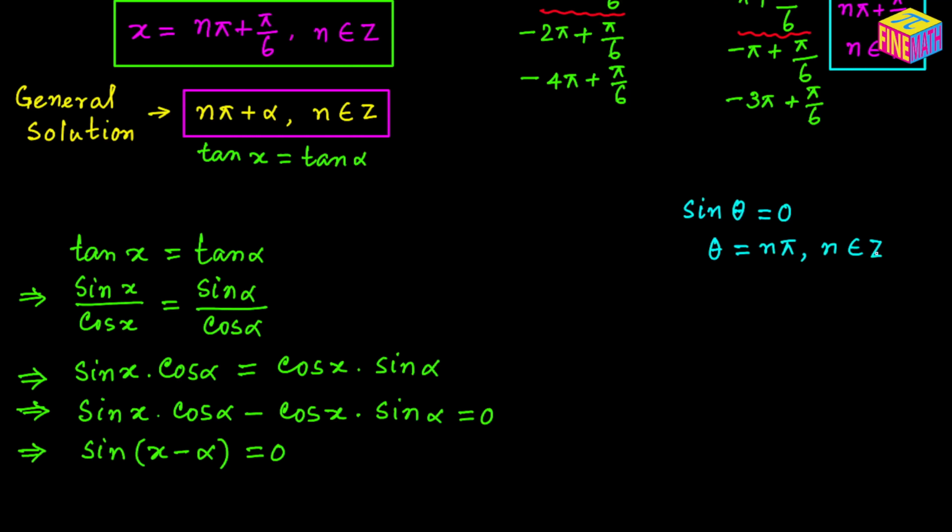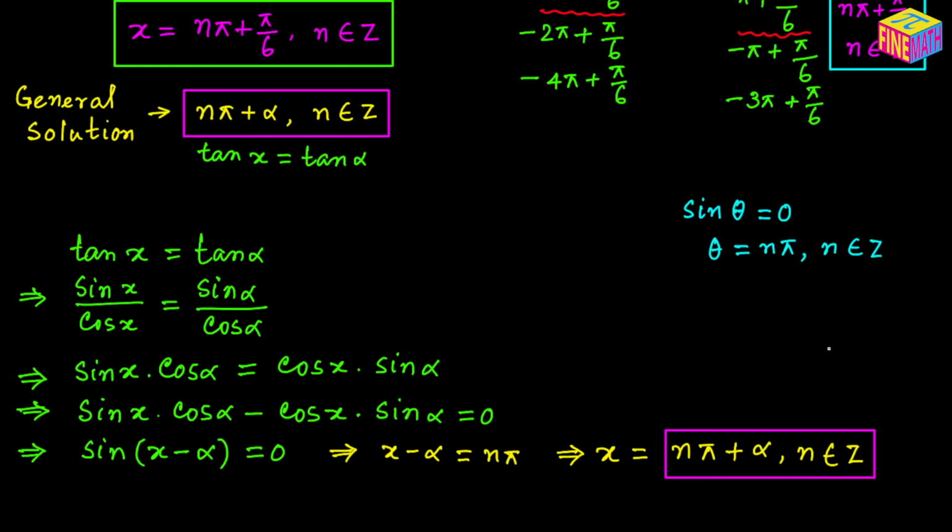Now using that same concept, here we can see sine of this angle is equal to 0. That means this angle has a general solution of n times pi, where n is an integer. So x minus alpha is equal to n times pi, where n is an integer. And from here we can say x is equal to n times pi plus alpha, where n is an integer, and that is the general solution.